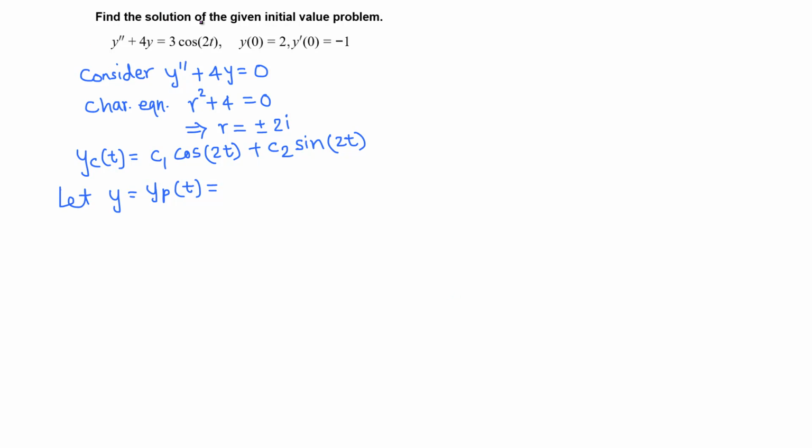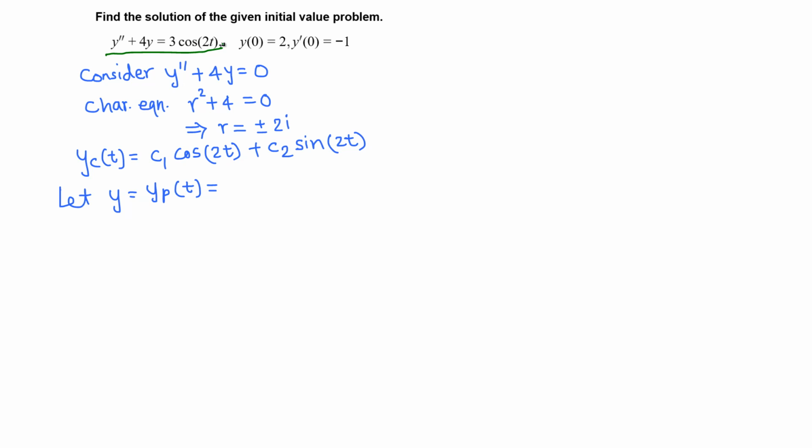Find the solution of the given initial value problem. So we have a non-homogeneous differential equation. The right hand side is a function of t, and there are two initial conditions to determine the constants C1 and C2.